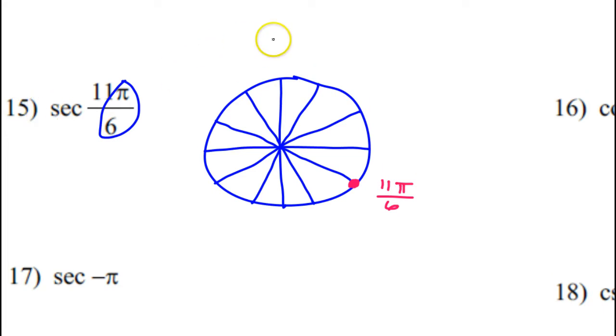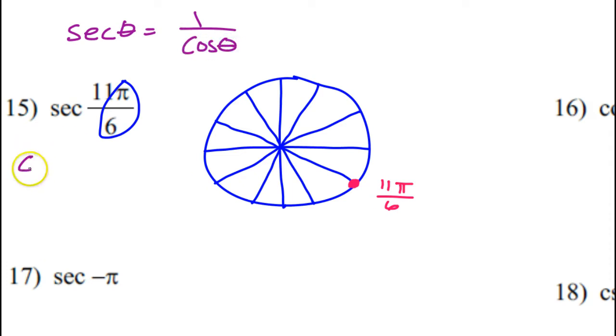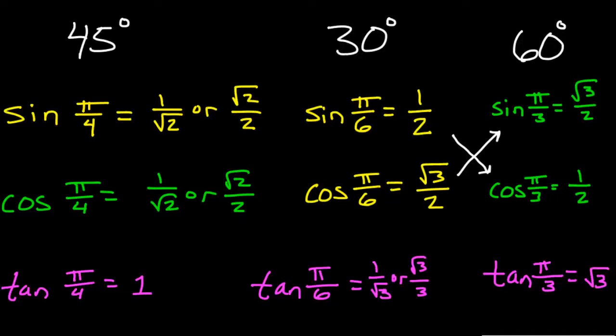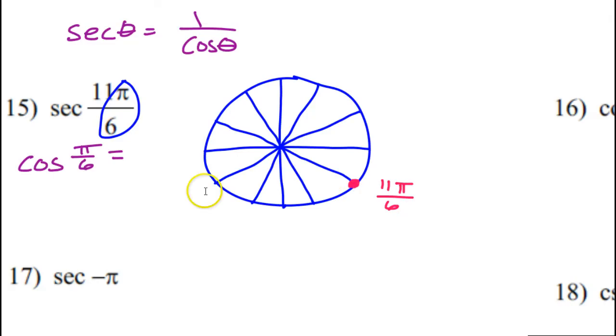Well, secant. You have to remember that secant is the reciprocal of the cosine function. So I'm going to start by asking myself, what is the cosine of the reference angle? What is the cosine of pi over 6? And that's one of those things that we should have memorized. Cosine of pi over 6 is radical 3 over 2.